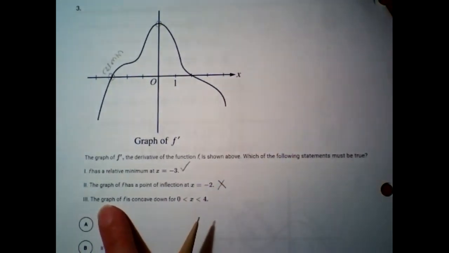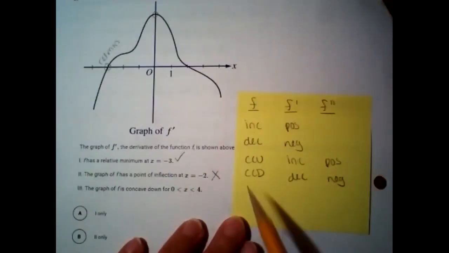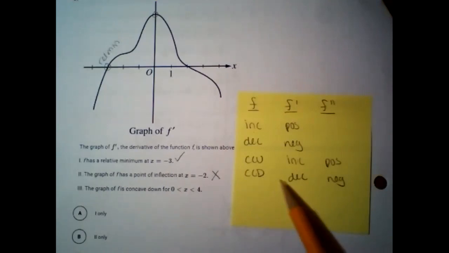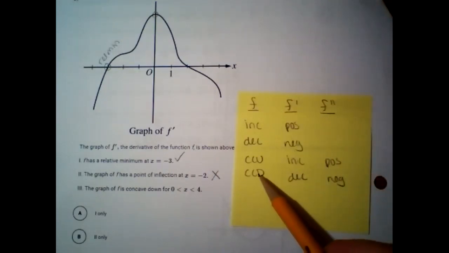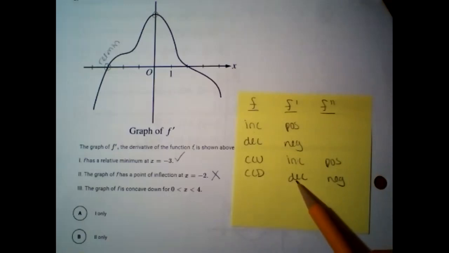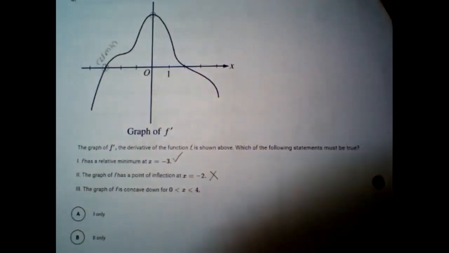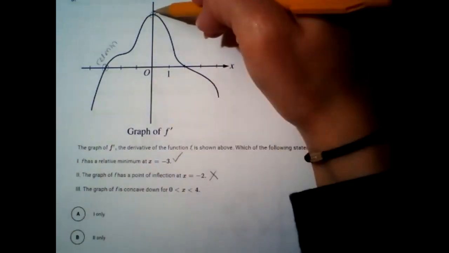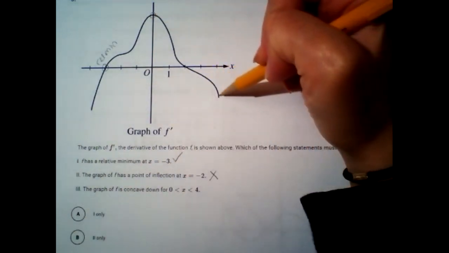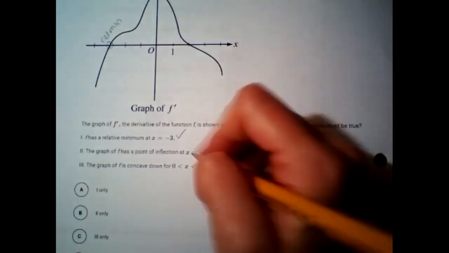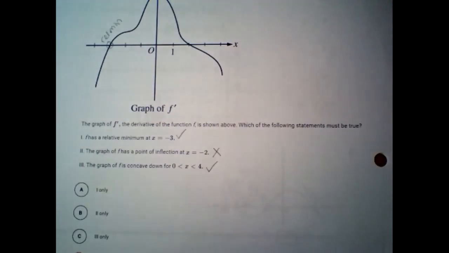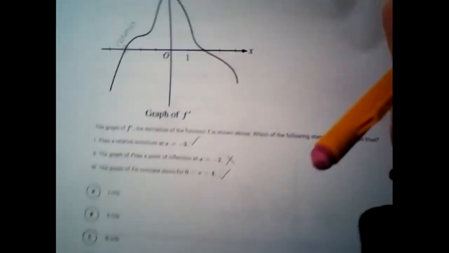And then the last one, the graph of f is concave down from 0 to 4. So again, looking at this, concave down would be where the graph we are looking at is decreasing. So again, you're answering questions about a graph you're not looking at. You're looking at the derivative graph. But f would be concave down where this graph is decreasing. So this graph is decreasing from 0 all the way to the, what is that, 4? From 0 to 4, which is what this says, so that one's good too. So we want 1 and 3, which was E.